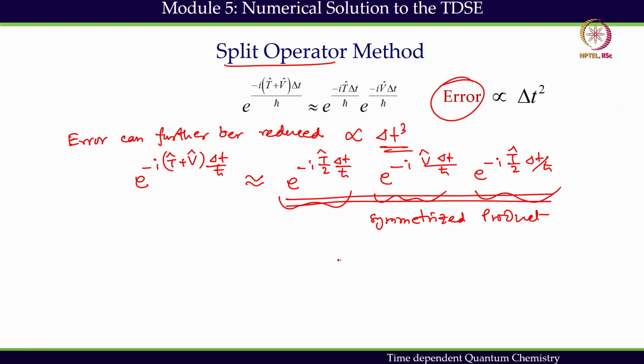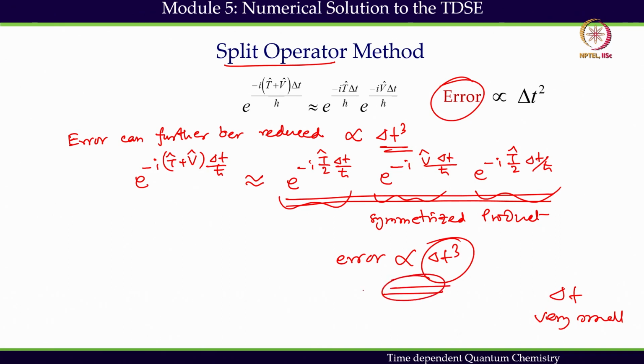then for the error, one can use the same technique through Taylor series expansion. One can prove that if I do that, then the error would be proportional to delta t cube, not delta t square. So, this is a better approximation, because if I take delta t to be very small, then the error would be much smaller here than in the previous one. And we will show the numerical implementation of the time propagator with this symmetrized product in the next session.